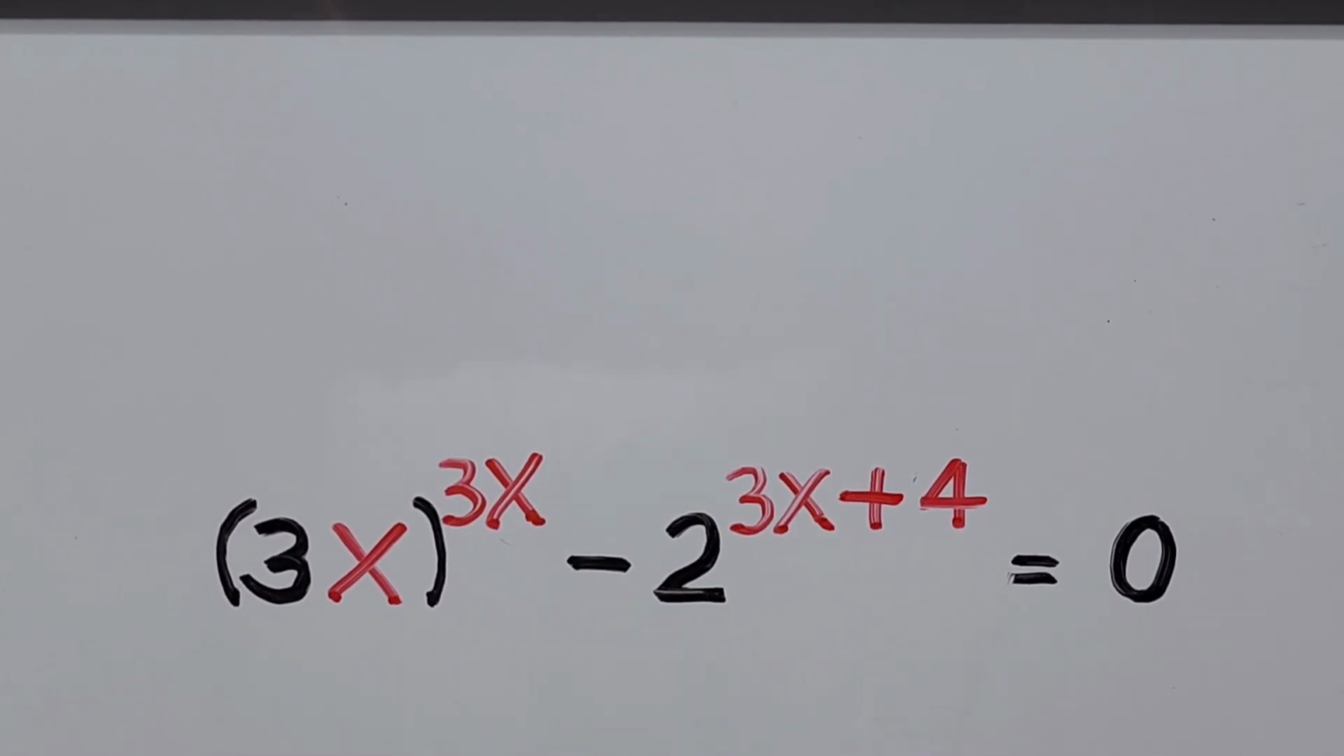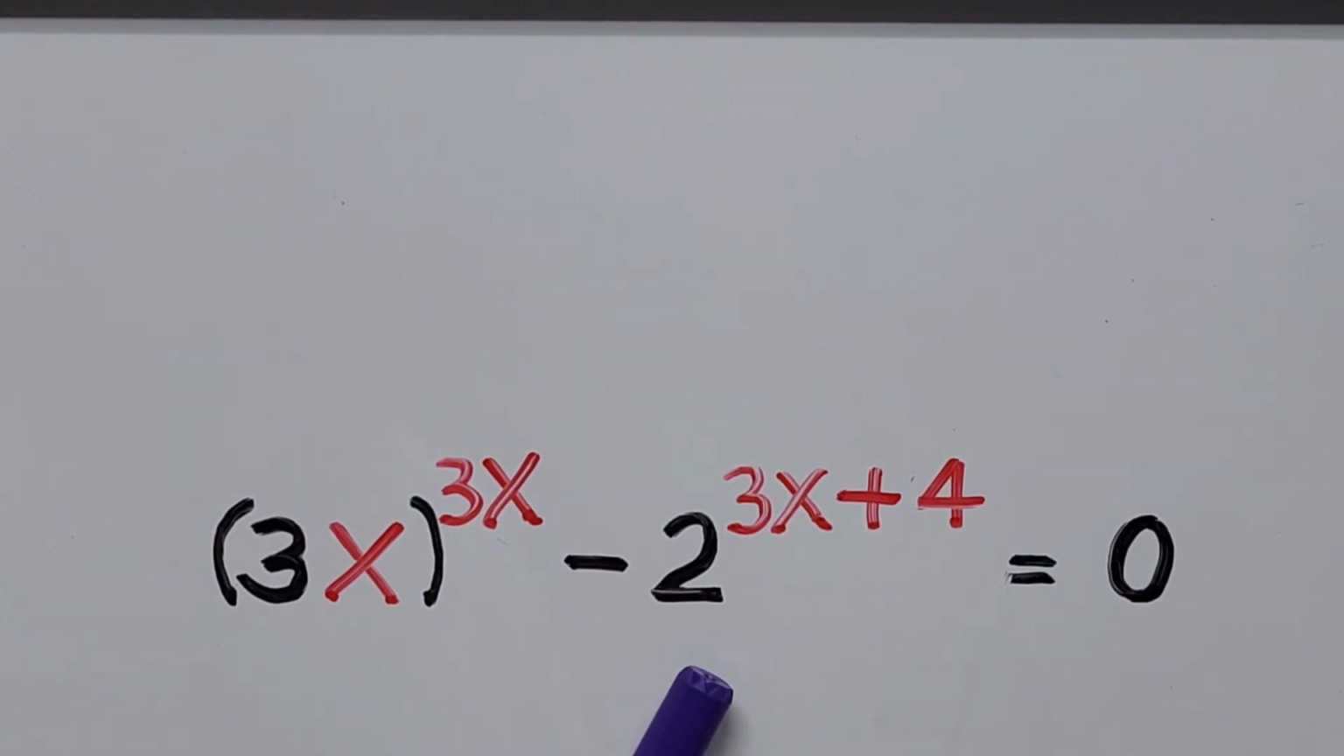The left term of the equation has the variable x on the base and the exponent, and the other term has a variable in the exponent. Before we start, any one of you who would like to solve the equation, feel free to pause the video. All right, so how do we solve the equation now?